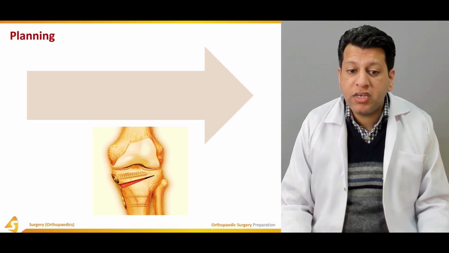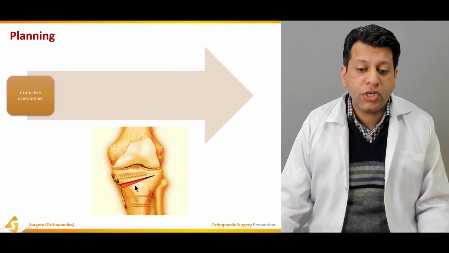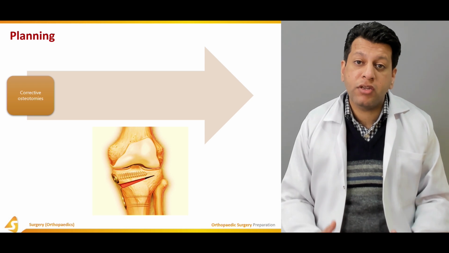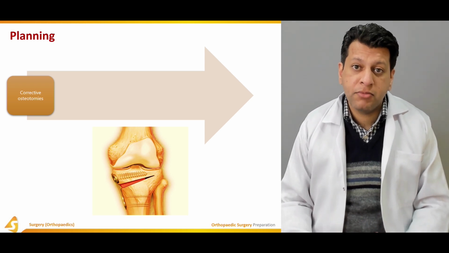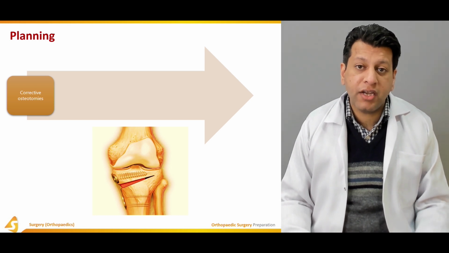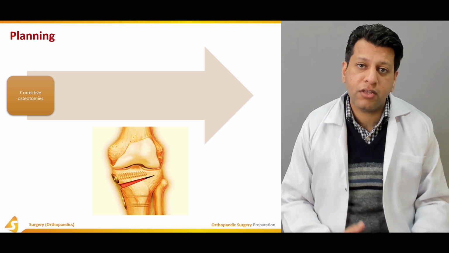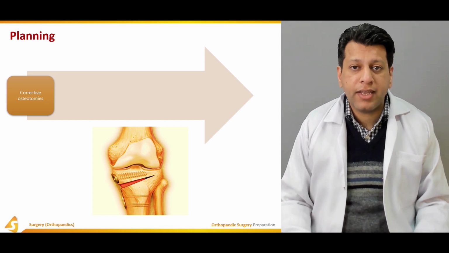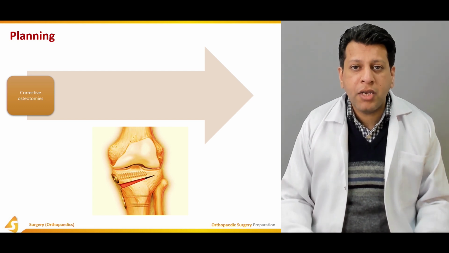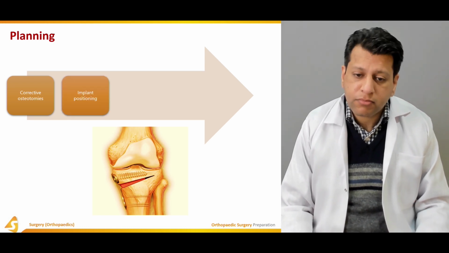Other planning which we need to do is, for example, if this is a case of open wedge osteotomy, probably done for genu varum. We have to plan whether the deformity is varum or valgum, and whether we need to do an open wedge or a closed wedge osteotomy. Therefore, that has to be decided pre-operatively so that minimal blood loss and minimal time is taken for the surgery.